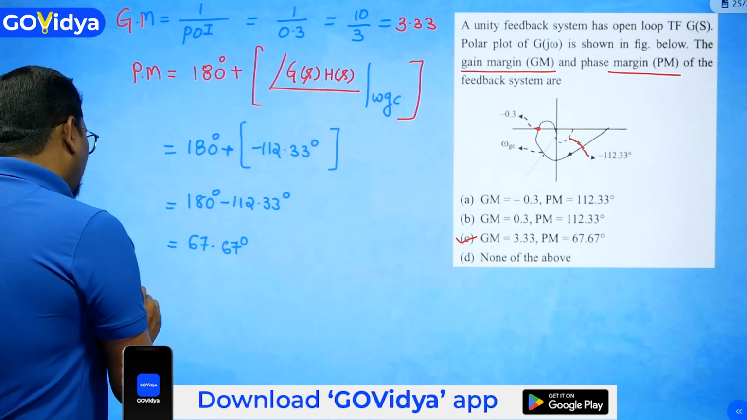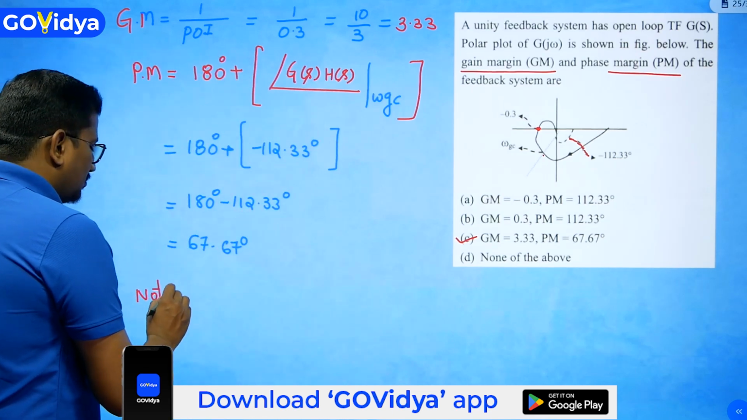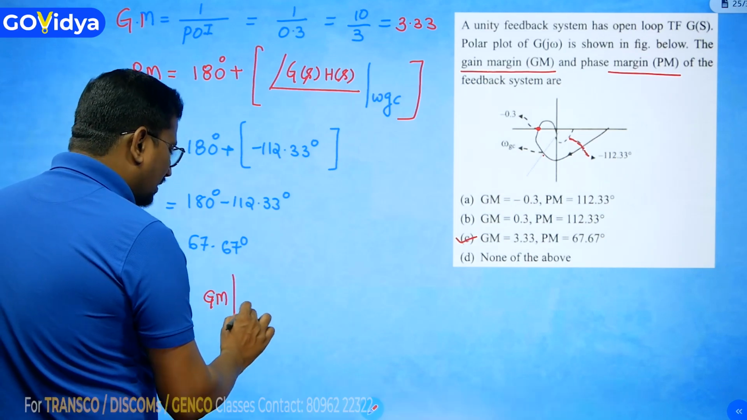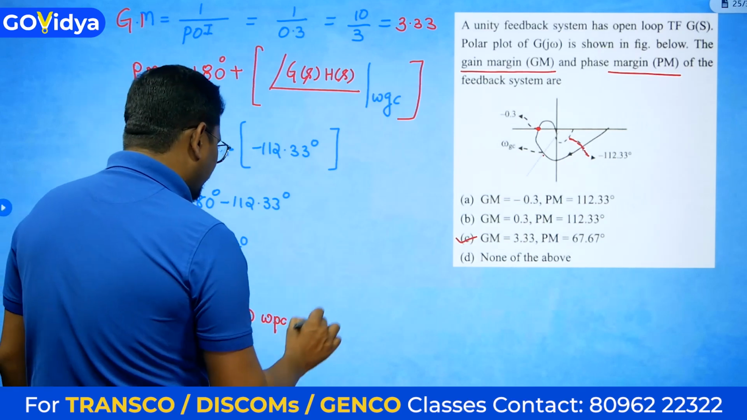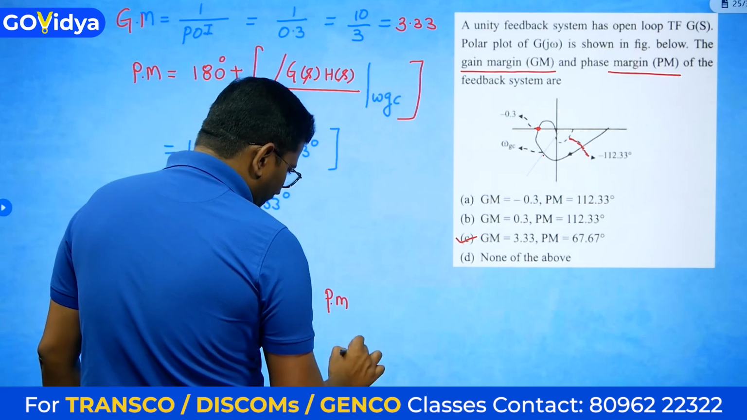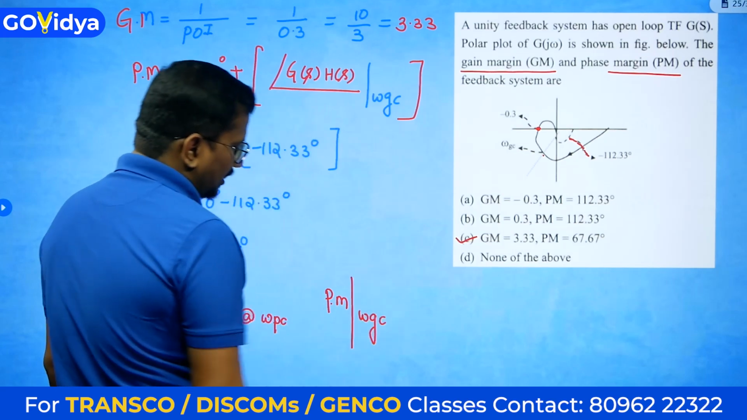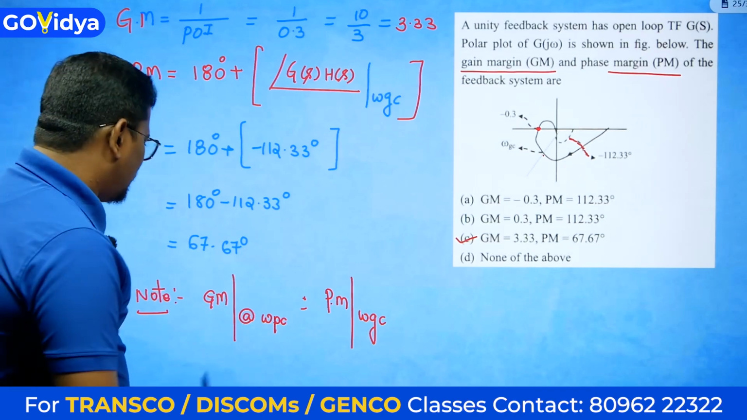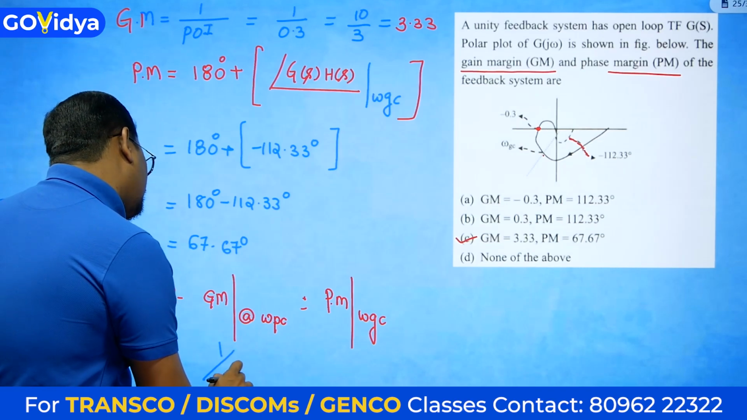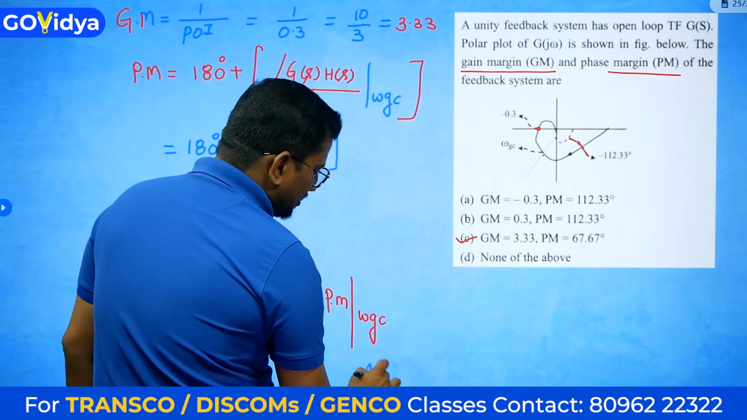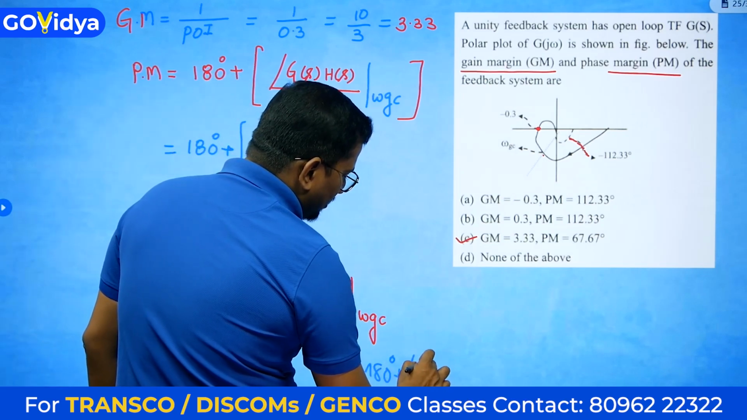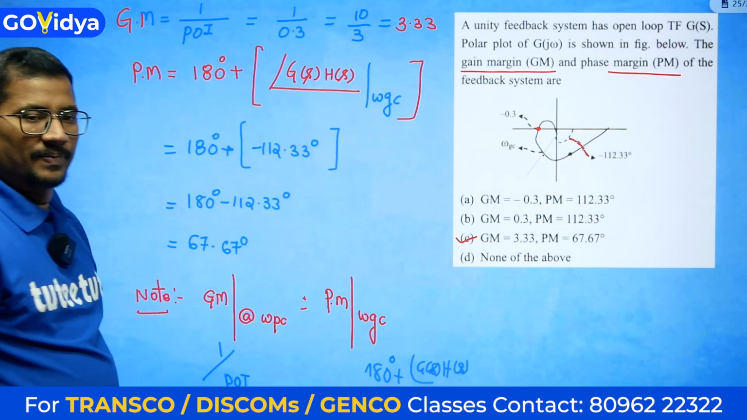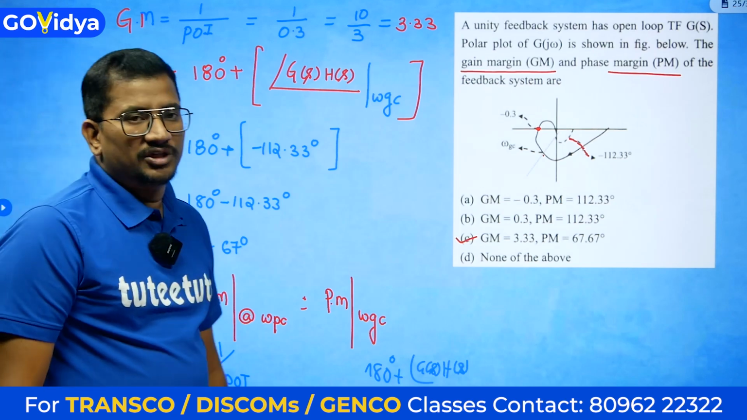Remember, you can put a note here always. Gain margin is always at omega PC. Phase margin is always at omega GC. That's it. If you remember these two, and you know that gain margin is the reciprocal of the point of intersection, and phase margin is 180 degrees plus angle G(s)H(s), the problems are very easy with respect to the polar plot.